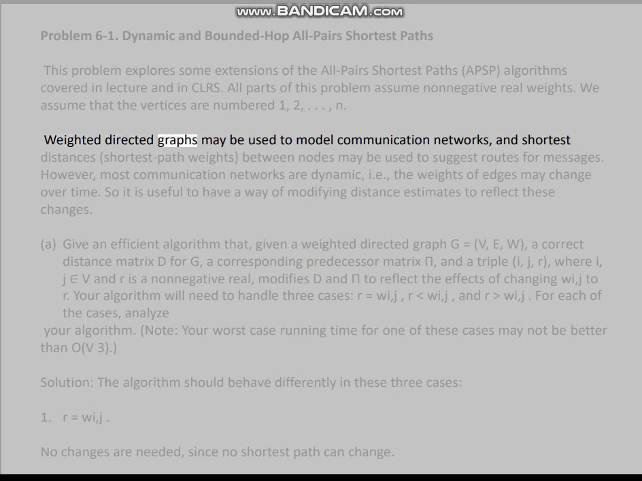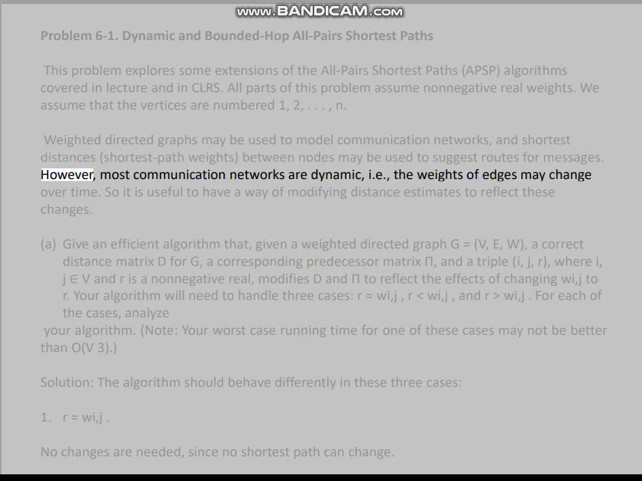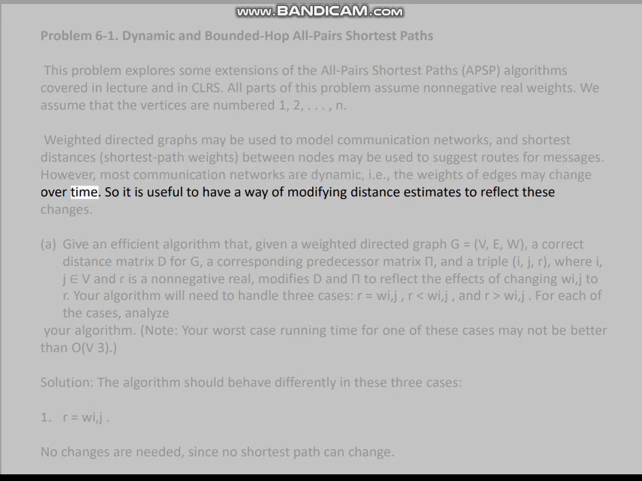Weighted directed graphs may be used to model communication networks, and shortest distances, shortest path weights, between nodes may be used to suggest routes for messages. However, most communication networks are dynamic, i.e., the weights of edges may change over time. So it is useful to have a way of modifying distance estimates to reflect these changes.